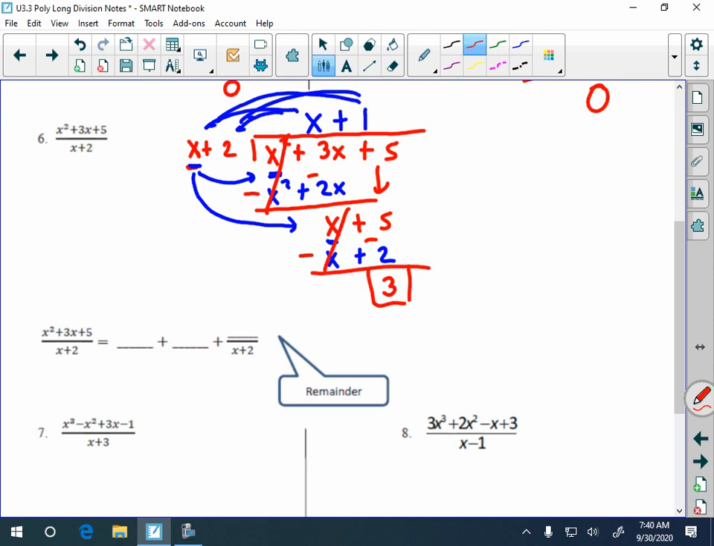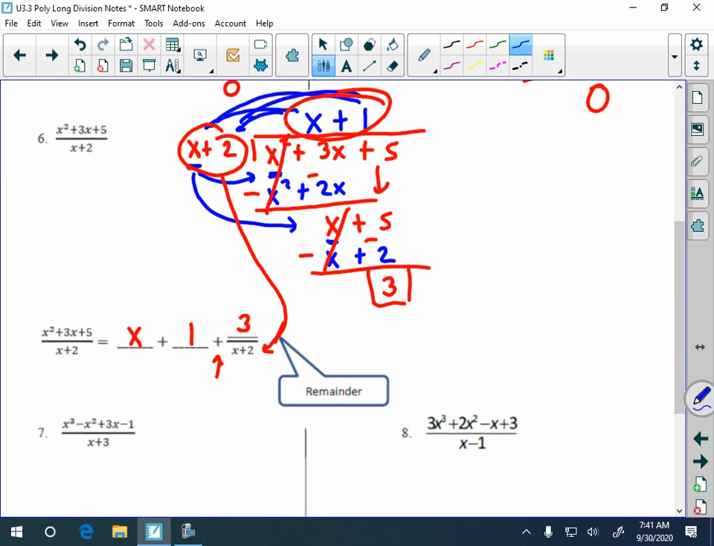So the way that we're going to write our answer is we take the top number, which was x plus 1, and then we're going to add on the remainder, and the remainder is that 3, and then the denominator is what we were dividing by. Okay, so the denominator goes on the bottom as a fraction. All right, so x plus 1 plus 3 over x plus 2.